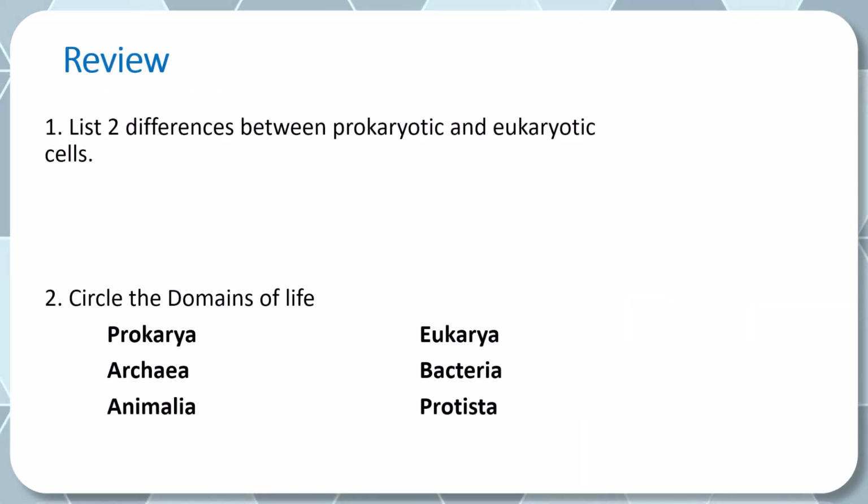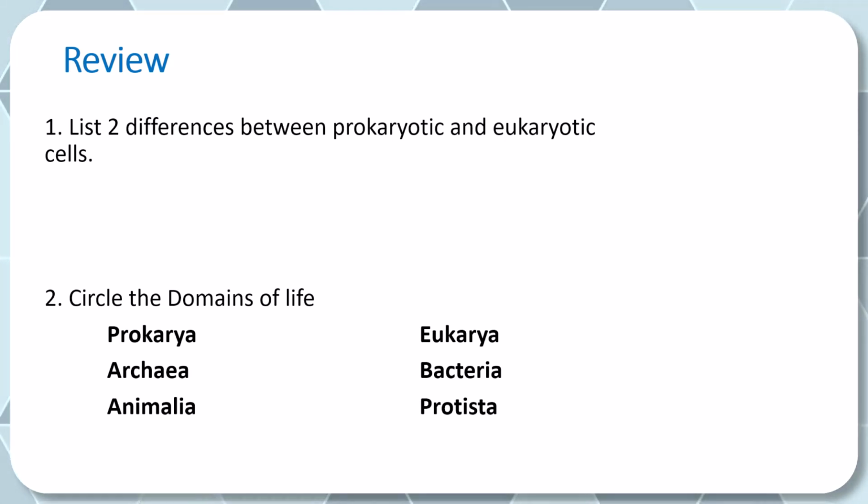So let's review. What are 2 differences between prokaryotic and eukaryotic cells? If you want to pause it and think about it, you can think about it before you hear my response. So remember, prokaryotic cells don't have a nucleus. Eukaryotic cells do have a nucleus. That's one difference. Another difference, prokaryotic cells are smaller than eukaryotic cells. A third difference would be that prokaryotic cells don't have membrane-bound organelles like eukaryotic cells do.